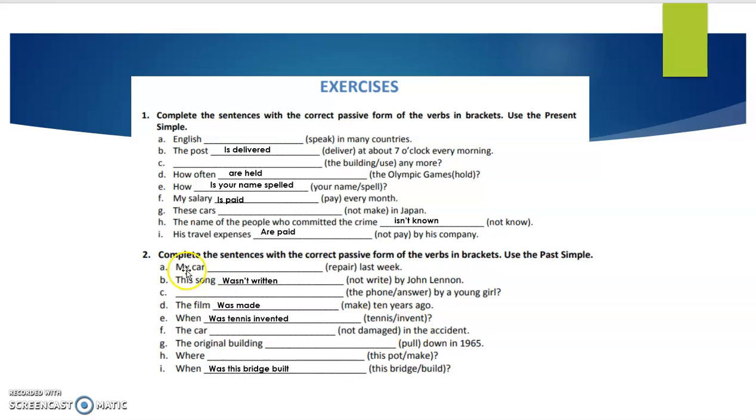In this part, in the second exercise, the objective is complete the sentence with the correct passive form of the verb in brackets. Use the past simple. So these sentences are in past. So you need to pay attention only to these verbs. Yes, this is like a clue. You have here some examples. So what is the idea? You will complete these sentences. Then you will send me the exercises, okay?